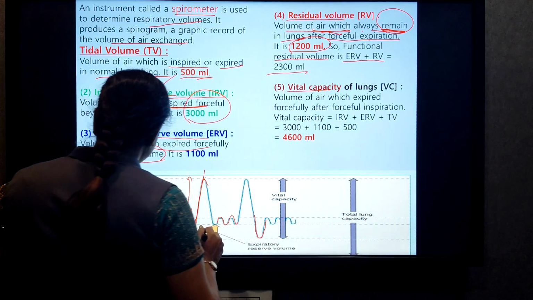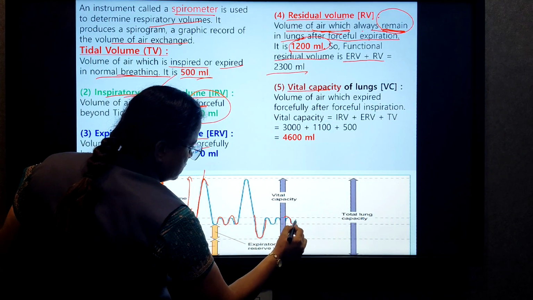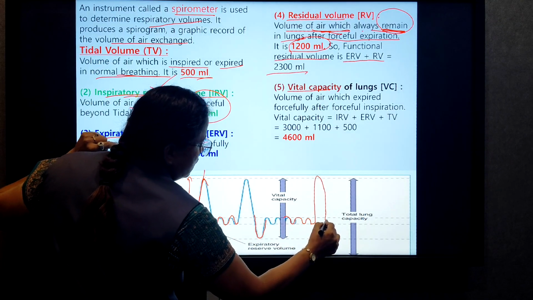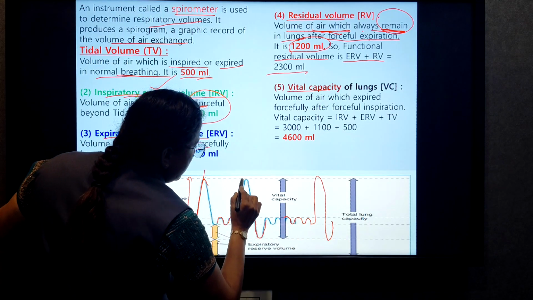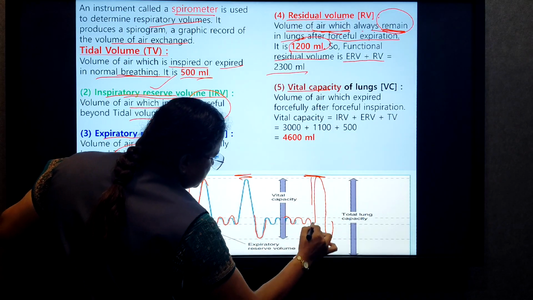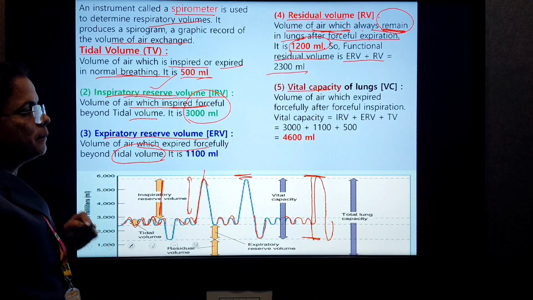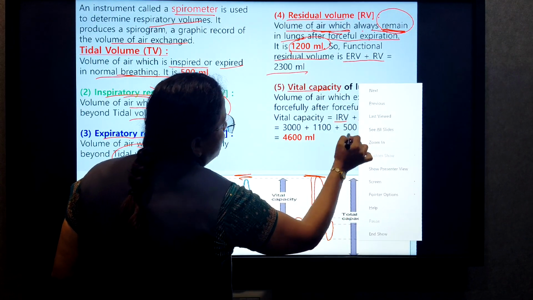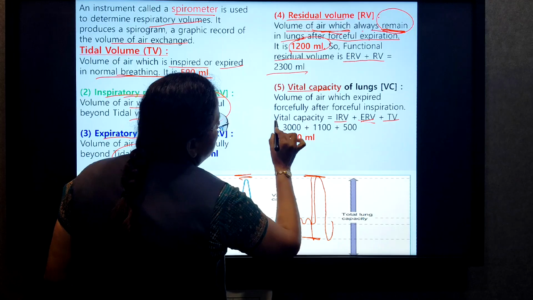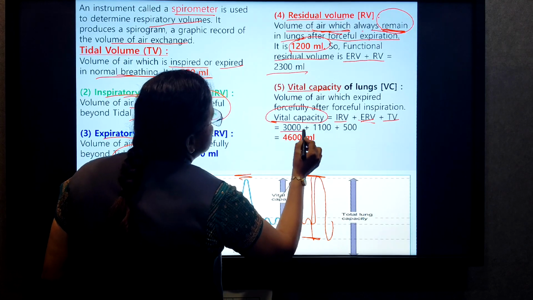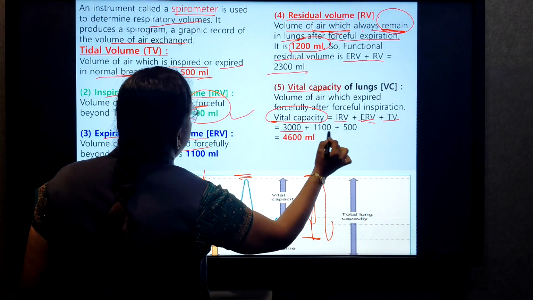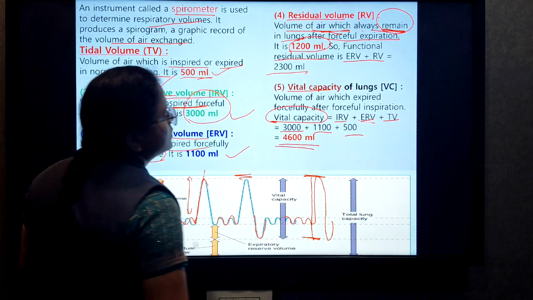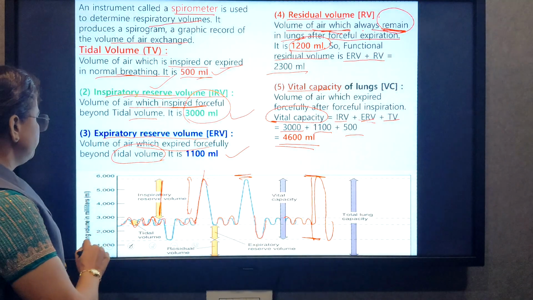Vital capacity. Now here is the vital capacity. This is the normal tidal volume, inspiratory reserve volume, and expiratory reserve volume, and the total of these is called vital capacity. Means IRV plus expiratory reserve volume plus tidal volume. It is vital capacity. 3000 plus 1100 plus tidal volume of 500. So 4600 ml is the vital capacity.